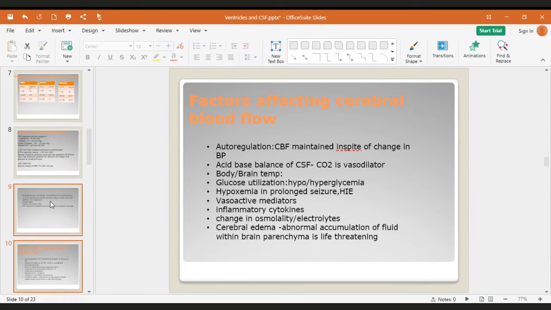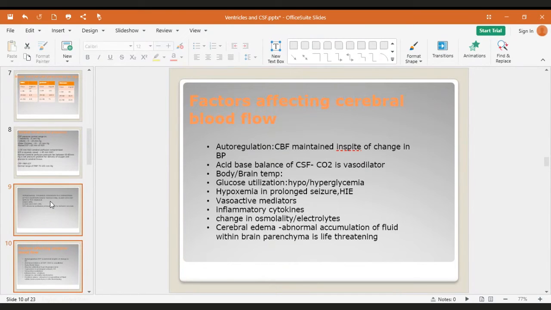Factors affecting cerebral blood flow. There is auto-regulation of the cerebral blood flow. Cerebral blood flow is maintained in spite of changes in blood pressure. Acid-base balance of CSF also regulates the cerebral blood flow. CO2 is a vasodilator. And brain temperature also regulates the cerebral blood flow. When there is fever, the blood flow toward the brain is increased. Hypoglycemia and hyperglycemia also affect the cerebral blood flow.